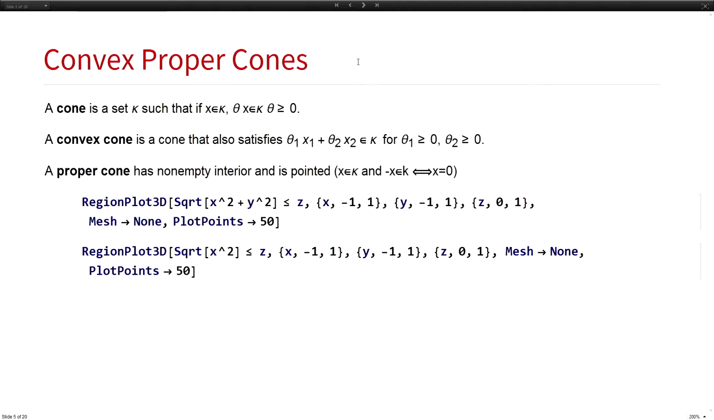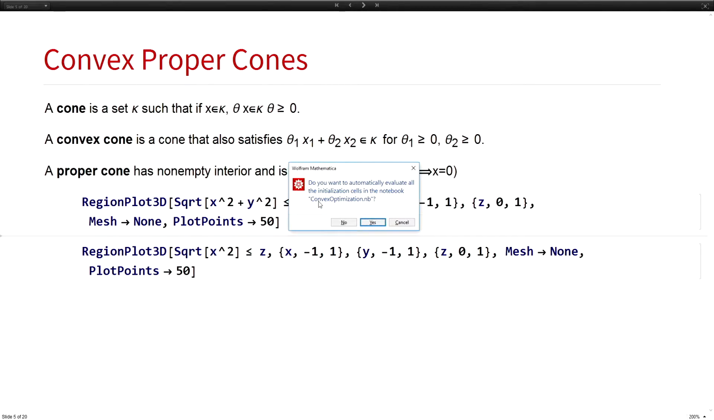Now a proper cone has a non-empty interior, so basically it has to be full dimensional, and it also has to be pointed. Namely, if you have an x that is in the cone and minus x is also in the cone, then that element has to be 0, and that's the point. So let me show you a couple of pictures.